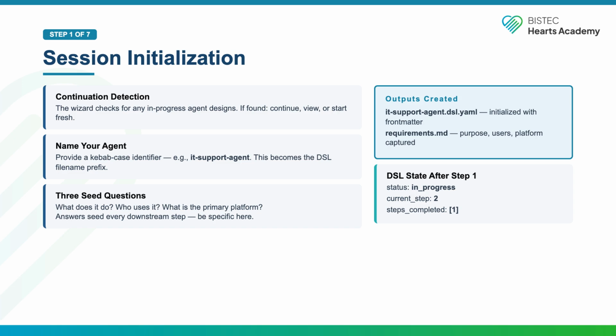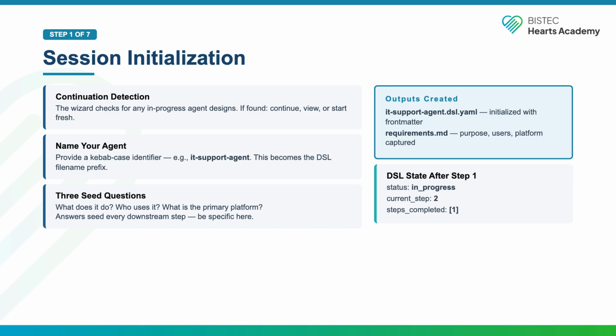For a new agent, you provide a kebab-case name. That name becomes the DSL file name prefix. It-support-agent becomes it-support-agent.dsl.yaml. Use lowercase, use hyphens, be descriptive but concise. Then come 3 seed questions. What does this agent do? Who uses it? What is the primary deployment platform?